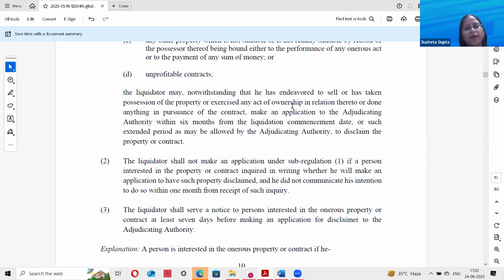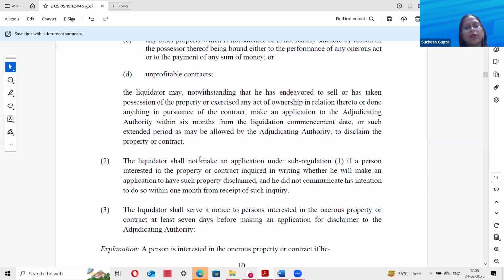property, exercise any act of ownership in relation thereto, or done anything in pursuance of the contract, make an application to the adjudicating authority within 6 months from the liquidation commencement date or such extended period as may be allowed by the adjudicating authority to disclaim the property or contract.